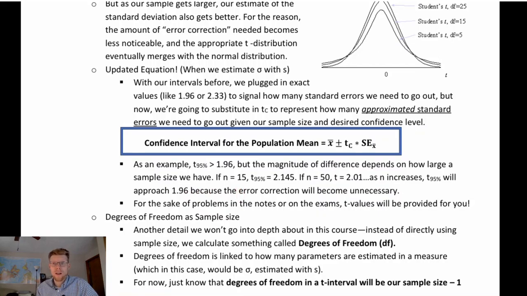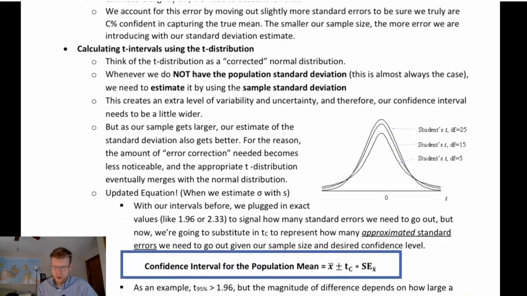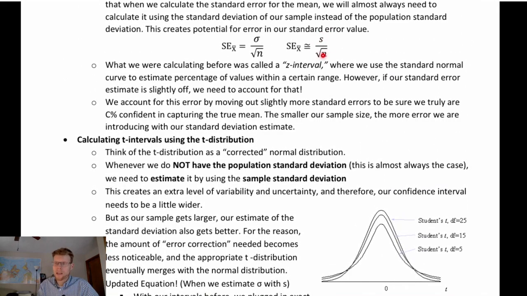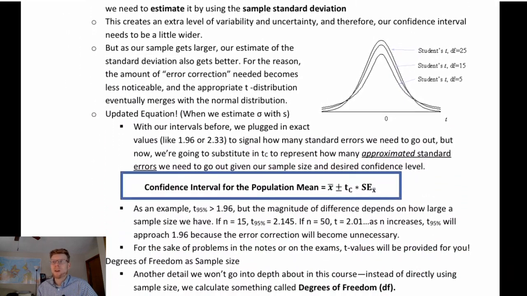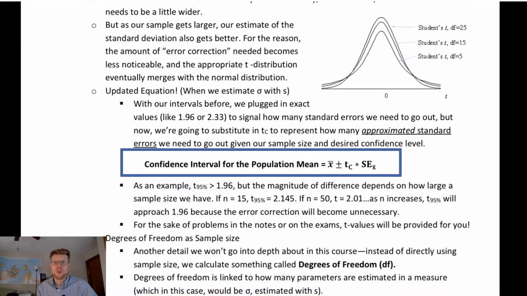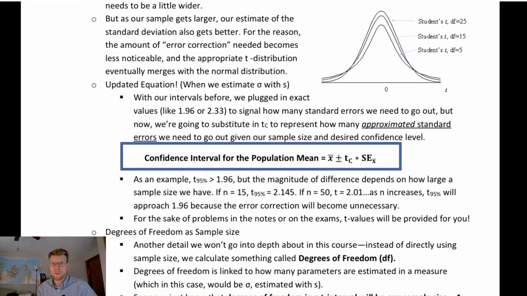The logic here is that the larger the sample size I have, the more accurate my S value is going to be in estimating sigma. So that's why these t-values are going to eventually converge toward 1.96 as my sample size gets larger and larger, because I don't really need the error correction anymore if that's the case.